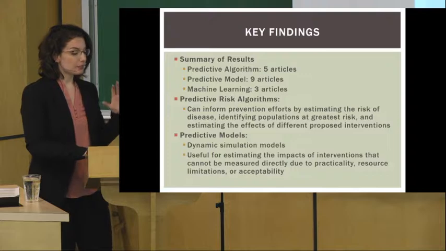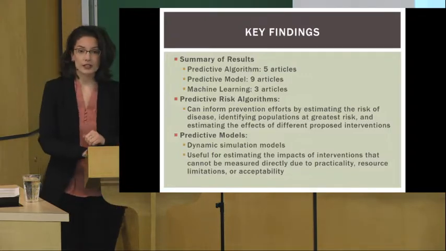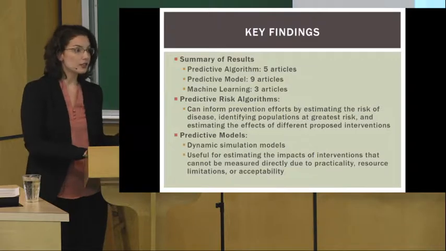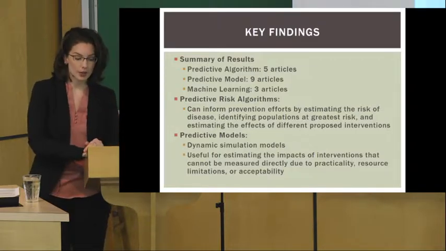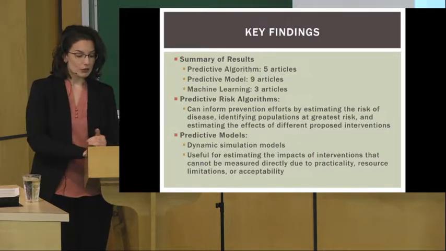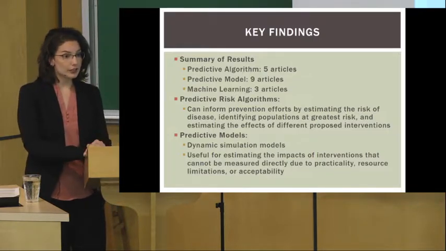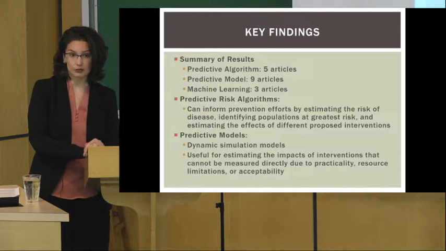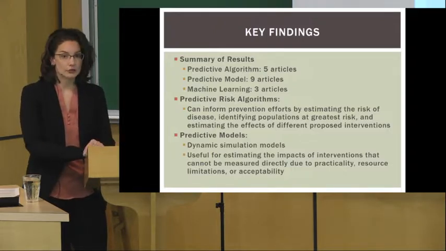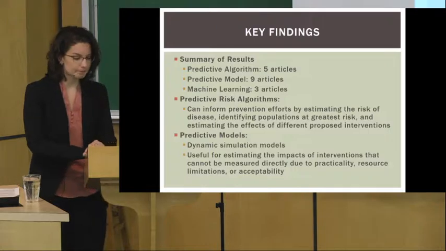In terms of specific algorithms, new predictive algorithms have been developed in the last 4 to 5 years to quantify the influence of social determinants and behavioral risk factors on chronic disease. From my literature search, I found 5 predictive risk algorithms that met inclusion criteria, an example being the Chronic Disease Population Risk Tool, or CDPoRT.